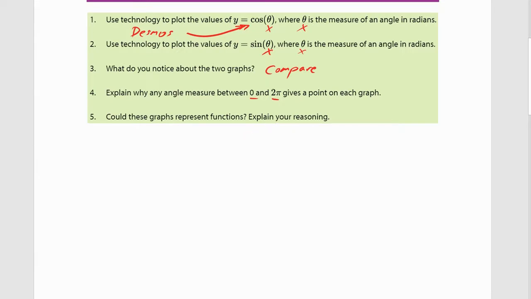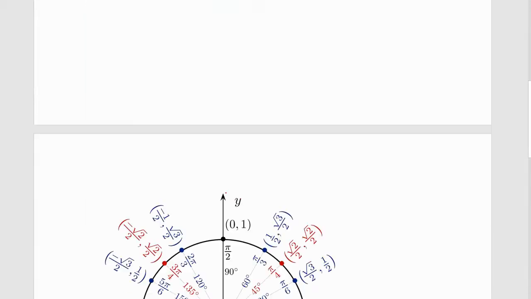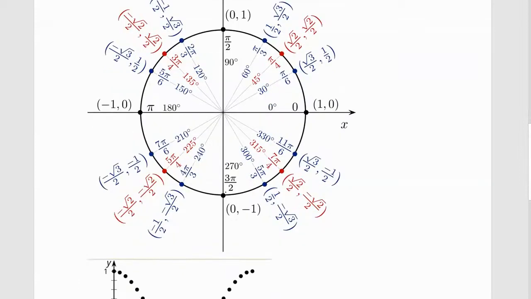So go ahead, try that on your own with Desmos. Graph those two functions, cosine of theta, and you could use x in Desmos and you should be fine, okay? And then graph on a separate line y equals sine of x, or theta if you don't have problems with theta. Okay, so what do you notice about the two graphs? And explain why the angle measures between 0 and 2 pi gives a point on each graph. Could these graphs represent functions? Explain your reasoning.